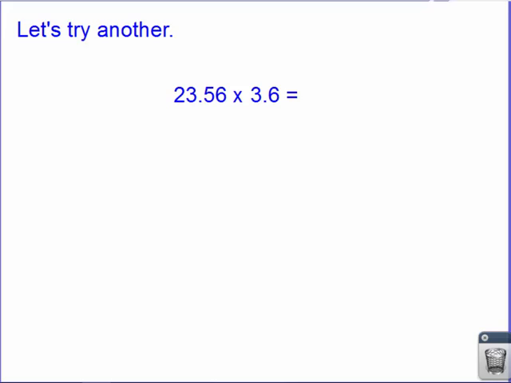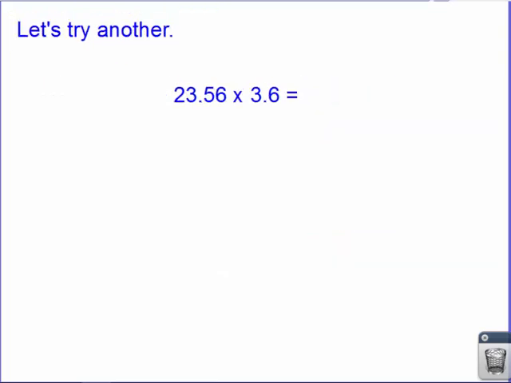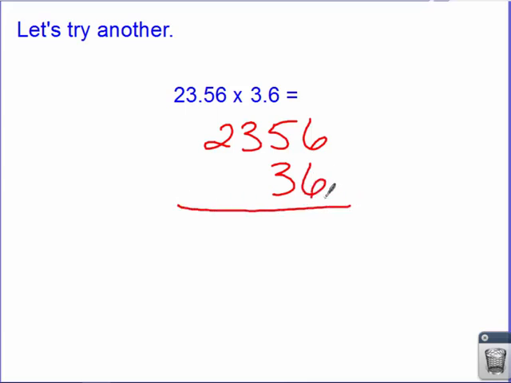So step number 1, like we said at the beginning, is line up your numbers as though the decimals weren't there. So I'm going to write this one as 2, 3, 5, 6, and then I'm going to write the 3, 6. Okay, so I lined up my numbers. Now I'm ready to multiply. I'm going to put my decimals back in my problem so that I don't forget them. So I've got one between the 3 and the 5 here, and between the 3 and the 6 here. Now I'm ready to multiply.